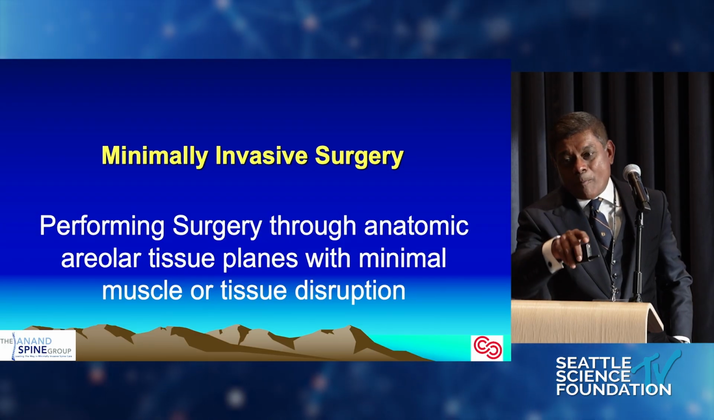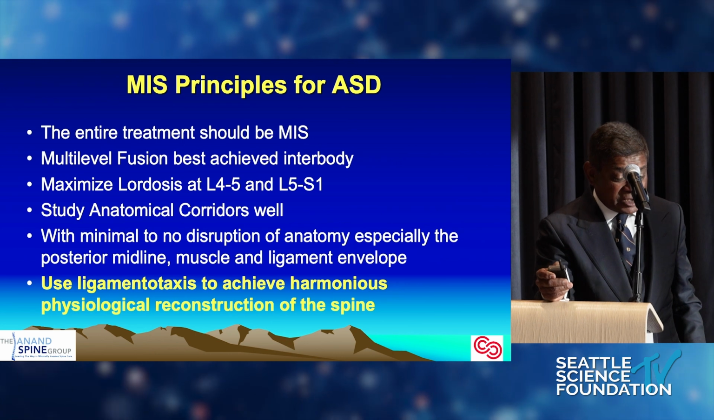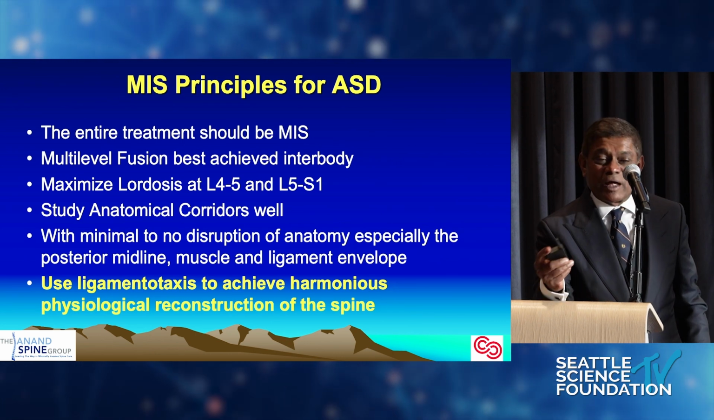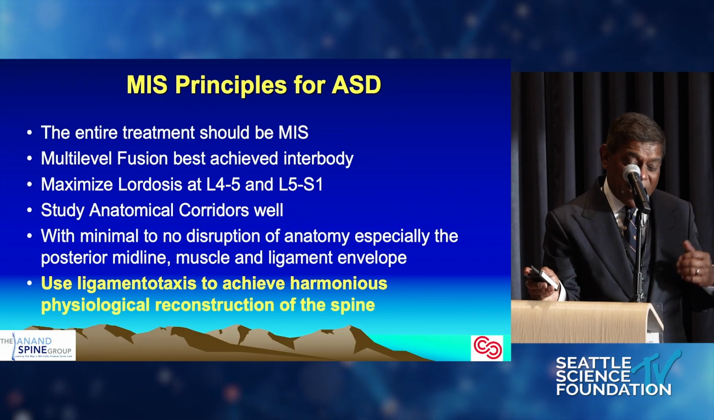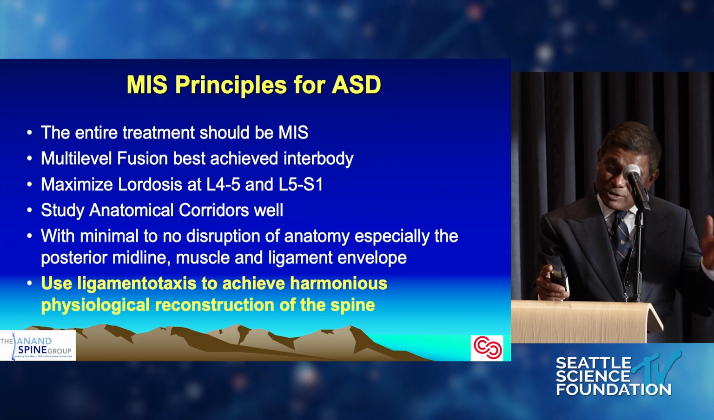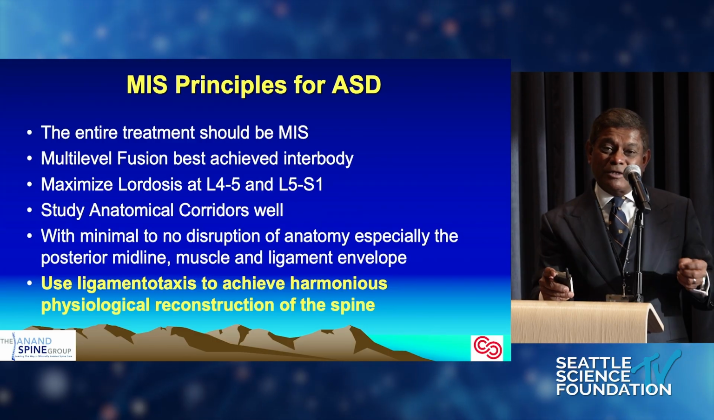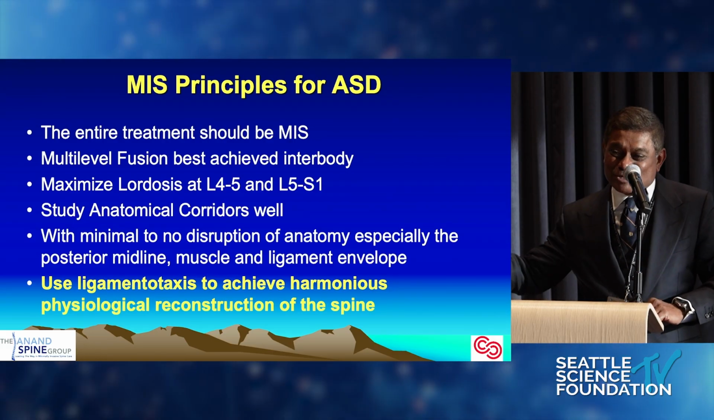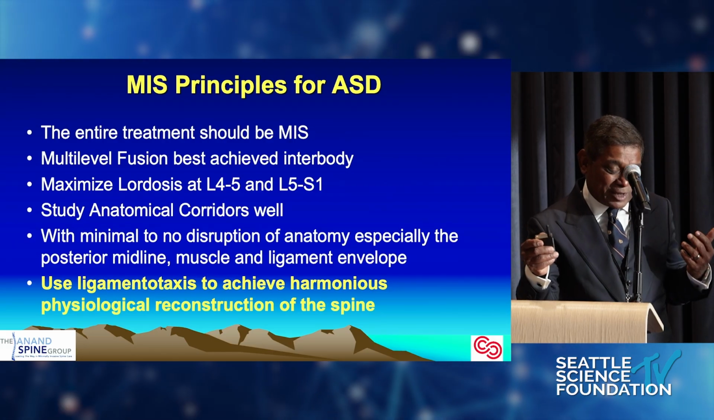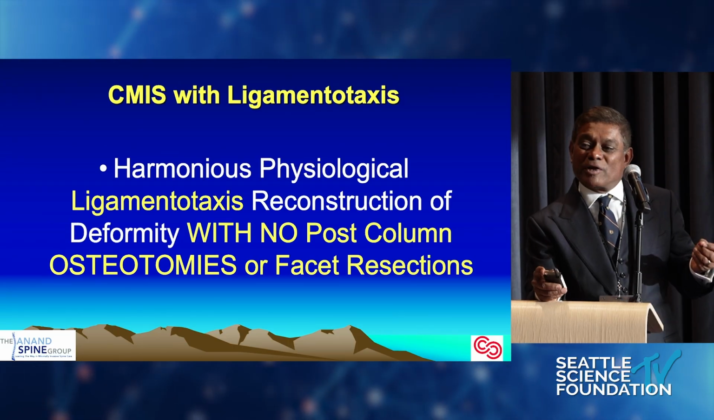So if we are to incorporate that in deformity and use the principles so that we do it in a muscle preserving, tissue preserving way, you have to use anatomical corridors, and the key to do it is then to use ligamentotaxis to achieve your correction. So many principles are thrown in here, and that's what makes it complicated. It has to be circumferentially MIS.